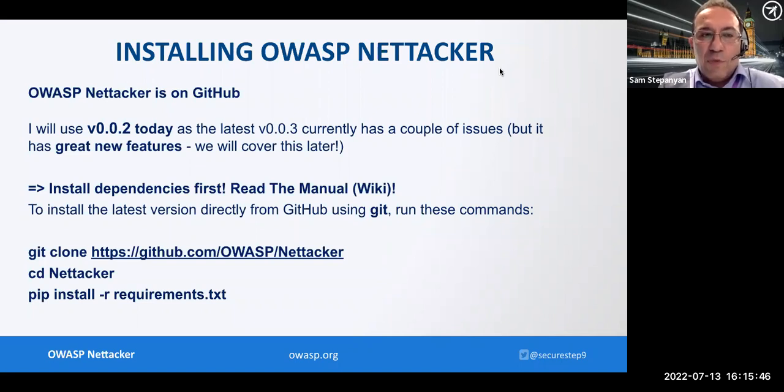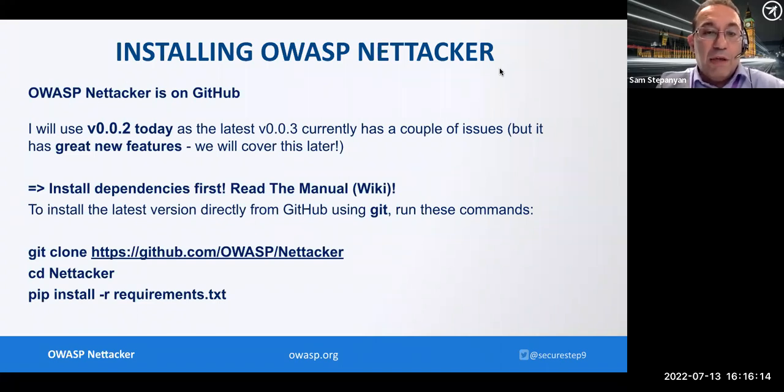So first of all, if you need to install OWASP Nettacker, you need to install the dependencies first. There are a few libraries that you need to install, and please do read the manual on our wiki page, which we have on GitHub. And generally speaking, if you want to install the latest version, you would just git clone OWASP Nettacker and then use Python's pip tool to install all the prerequisites, all the requirements, and then you run it from the command line.